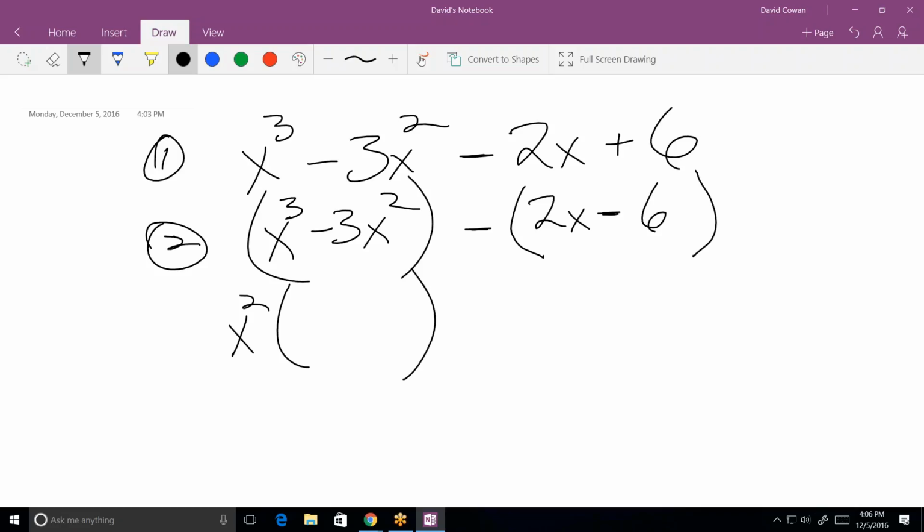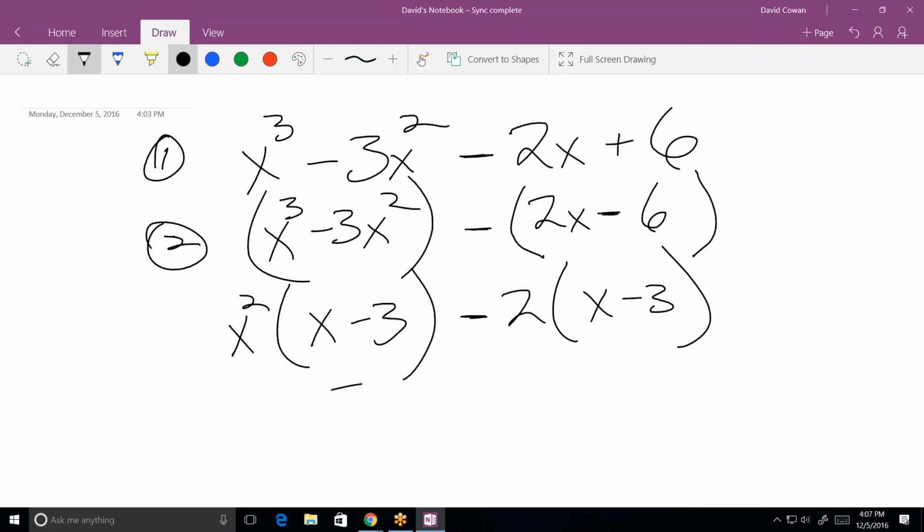Leaving, and get x minus 3. And on the right? You'd factor out a 2, and you get x minus 3. Now, that's the key. Notice that x minus 3 and that x minus 3 have to be the same if we're going to continue on with this problem.